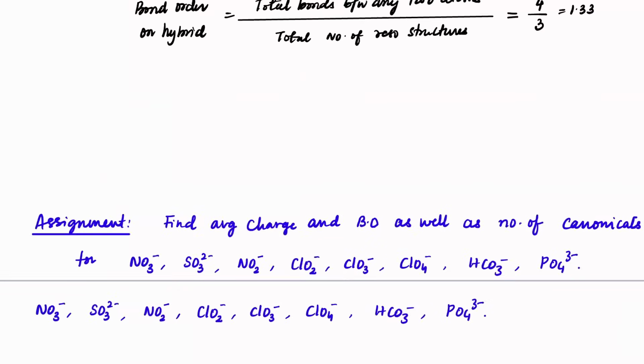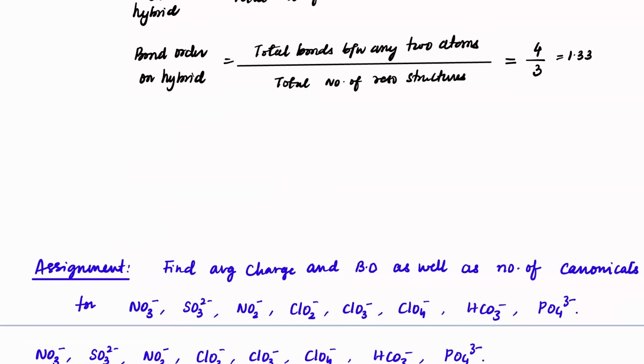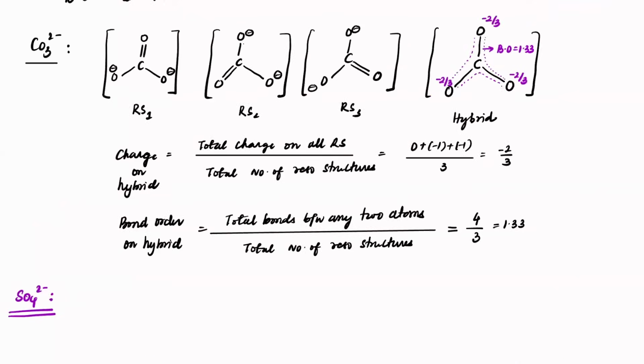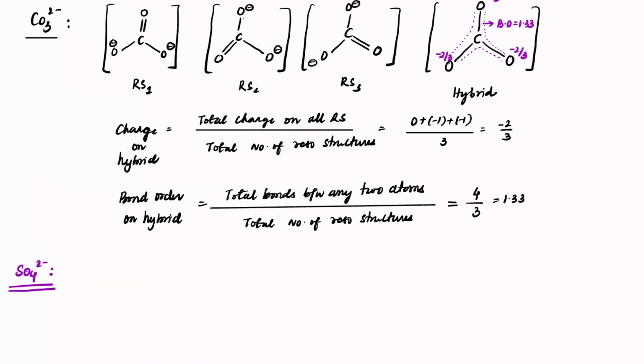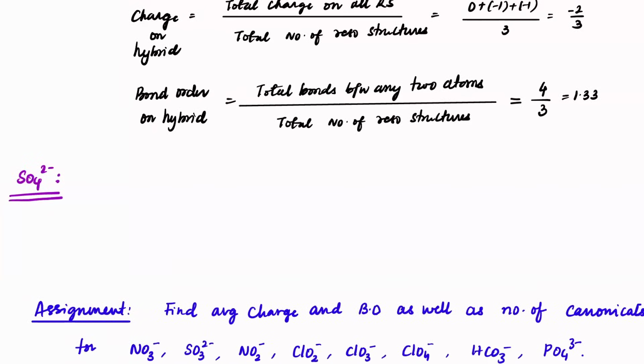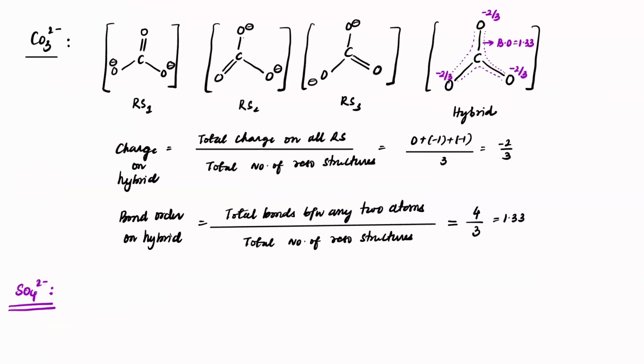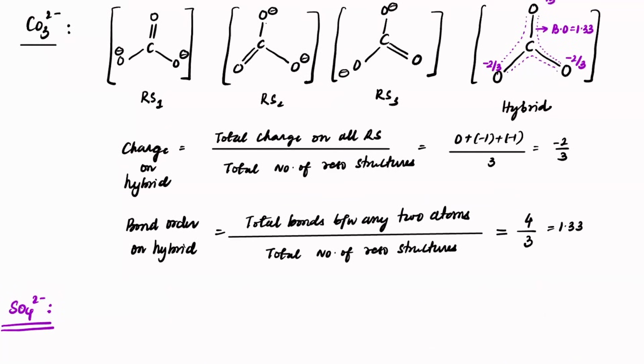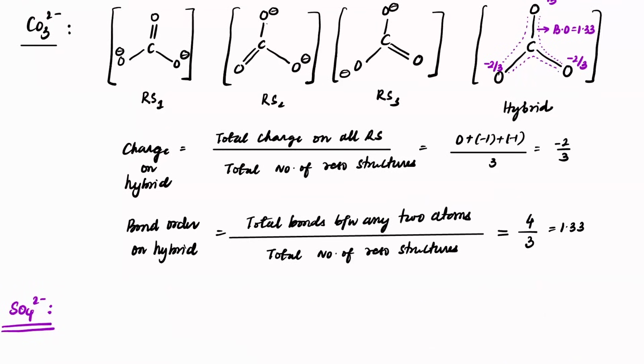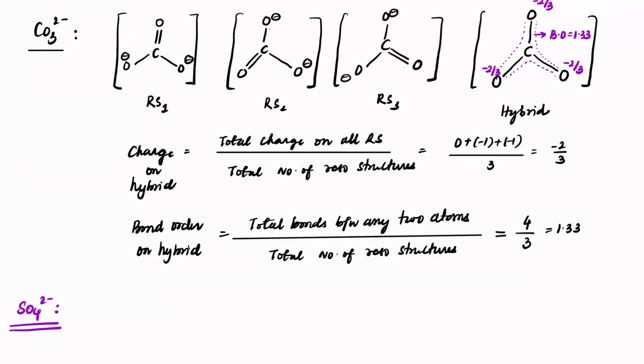Right. I would want you to try doing the same thing for SO4 2 minus. Put the skeletons, write resonating structures, write the hybrid, identify the charge and the bond order on the final hybrid. Check carbonate for your reference. Please check. I'll give you a minute's time. Try it for sulfate.